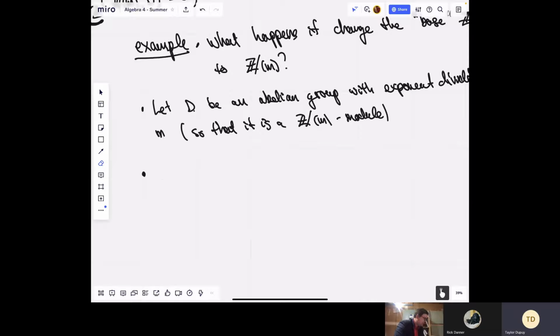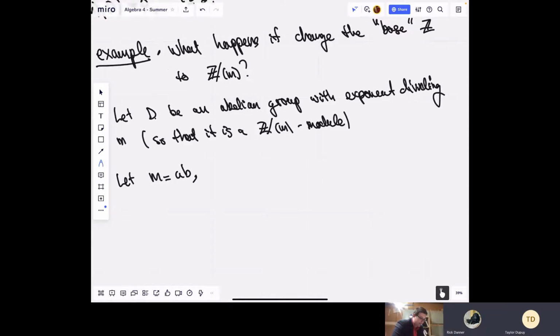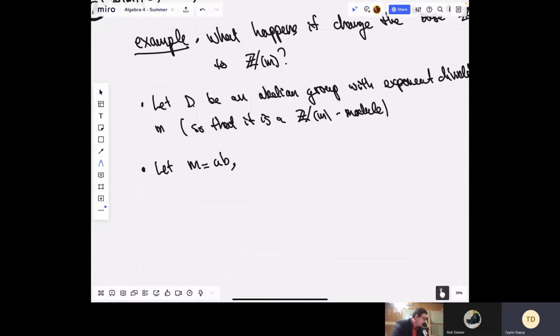Okay, let's also make some assumptions. So let's let m equal a times b. Sorry, the exponent of an abelian group. I feel like I should know that. So it's the thing that kills all of them, right? So like the least common multiple of all the killers. Yeah, exactly. In particular, this means it's a torsion abelian group.